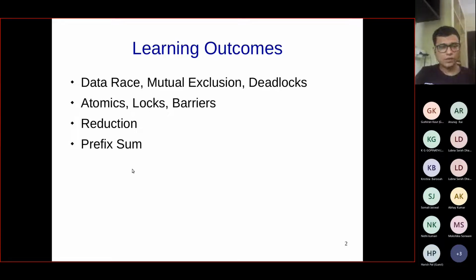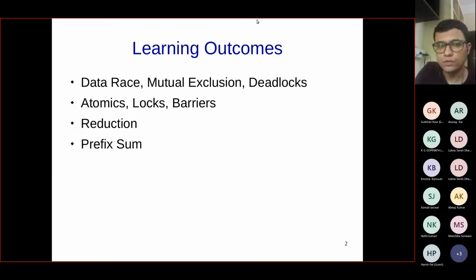Then we are going to learn these two new things, which are reduction and prefix sum. These are the ways in which we compute the data, and they allow us to compute the operation in a data-race-free manner. We'll learn about these two things in the later lectures.